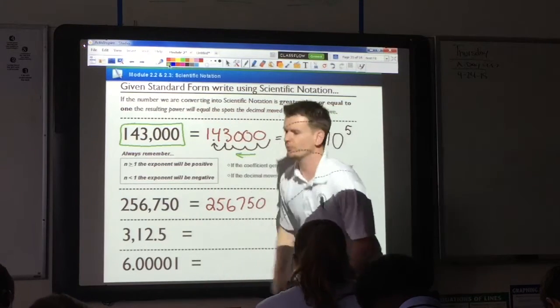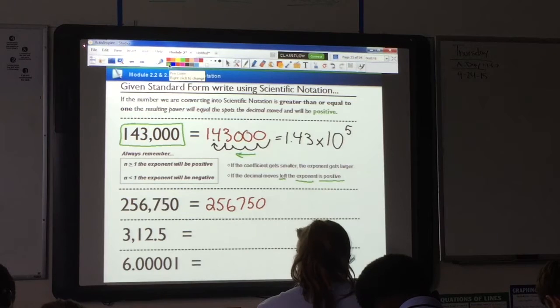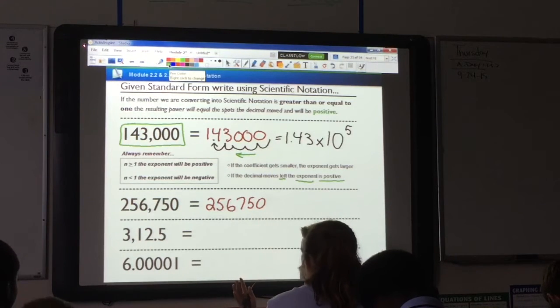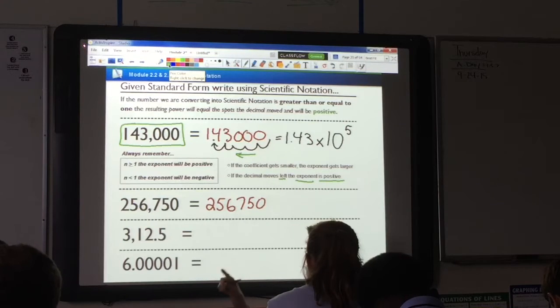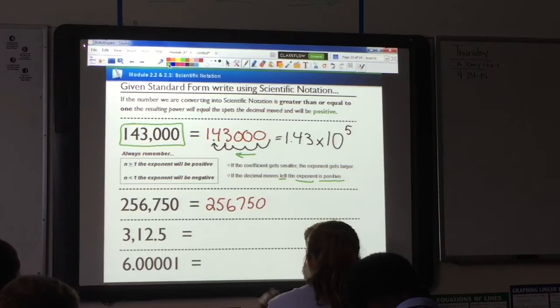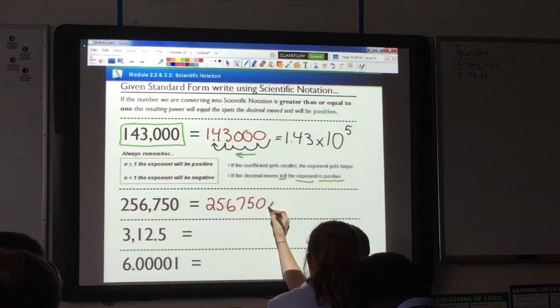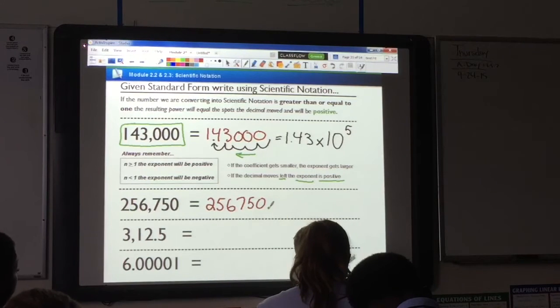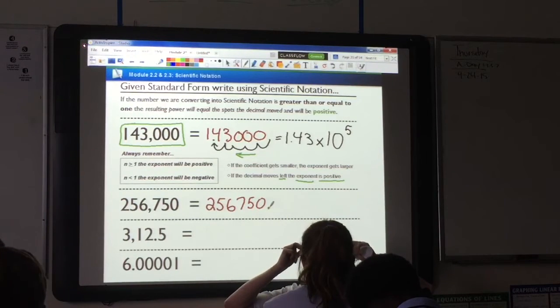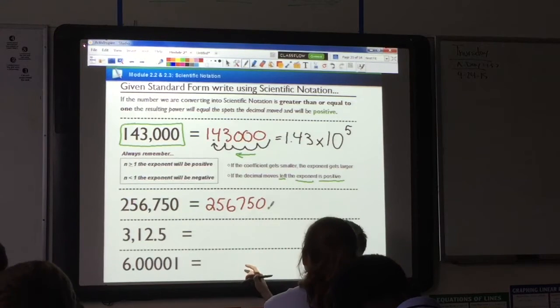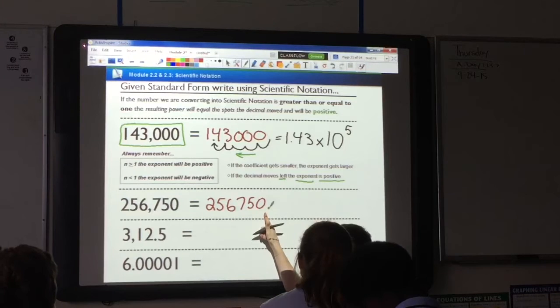Where is my decimal point going to be? I need a decimal point. There's no decimal point here. I need one. Where's it going to be? It's going to be at the end of the number. When you don't have a decimal, it's going to be at the end of the number. So we're going to drop my decimal there. It's invisible, but now we're going to put on your glasses that let you see invisible things. And now we can see it.